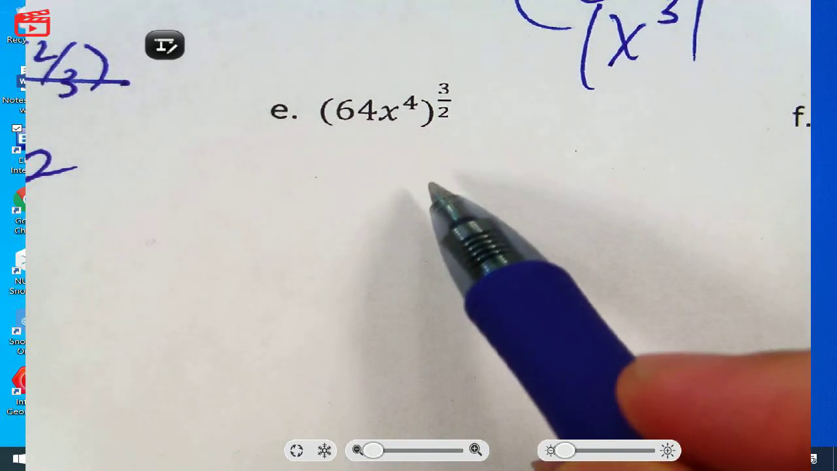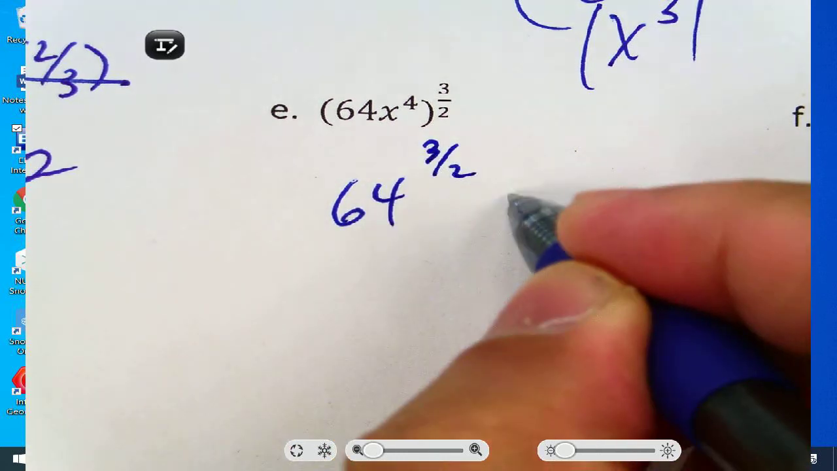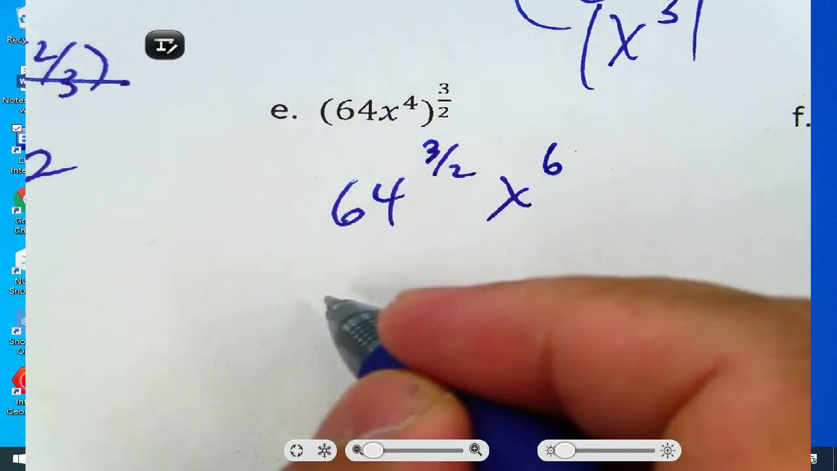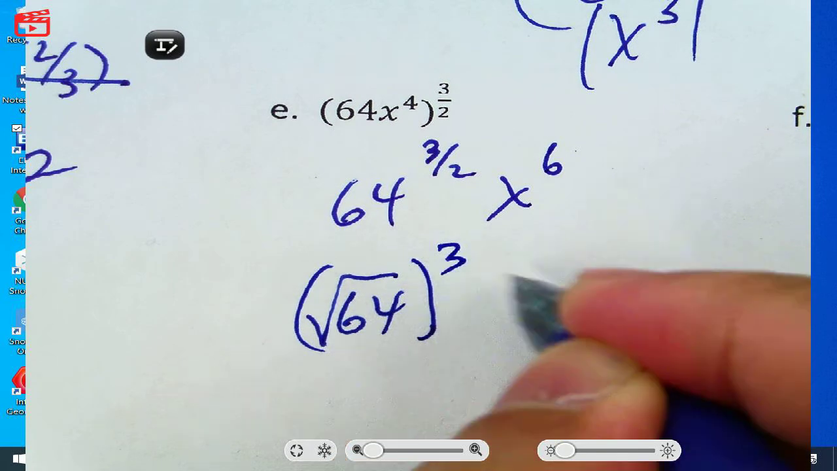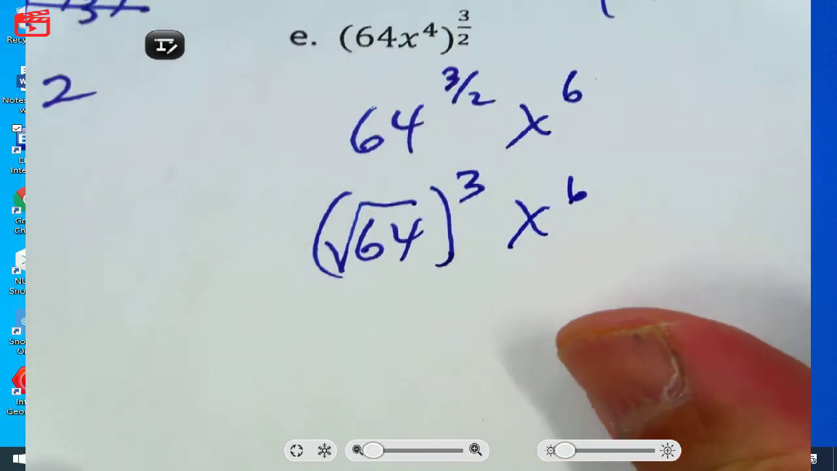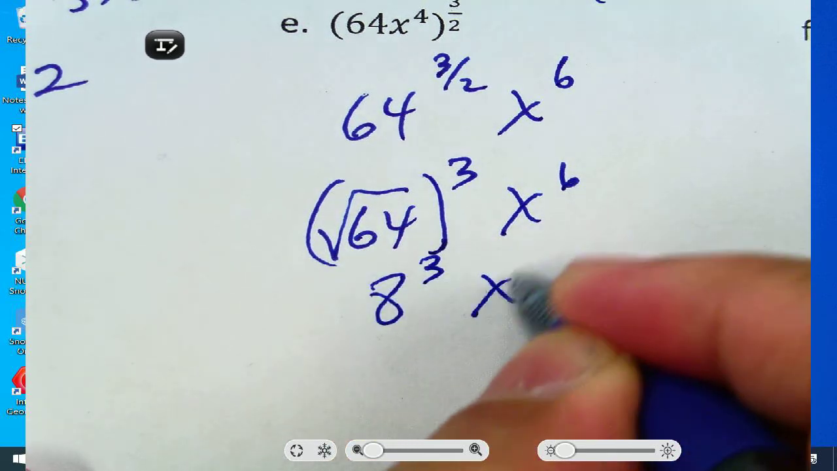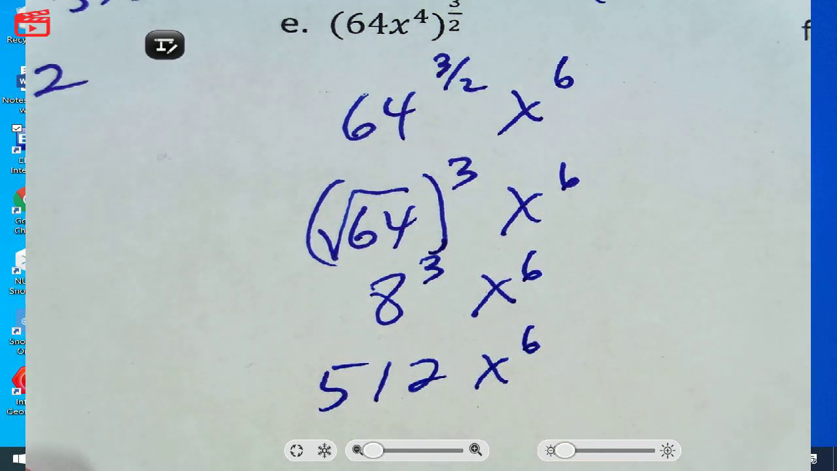All right. So this is going to be 64 to the 3/2. And what is 4 times 3/2? 6. All right. And then 64 to the 3/2 is same as square root of 64 to the 3rd power. What's square root of 64? 8. 8 to the 3rd is 512. How do I know that? I remember from first period today.